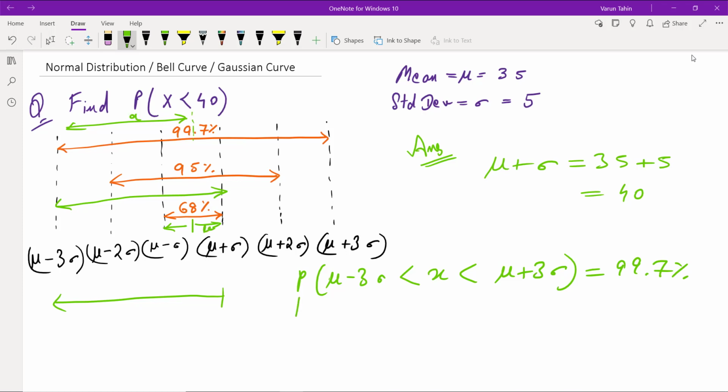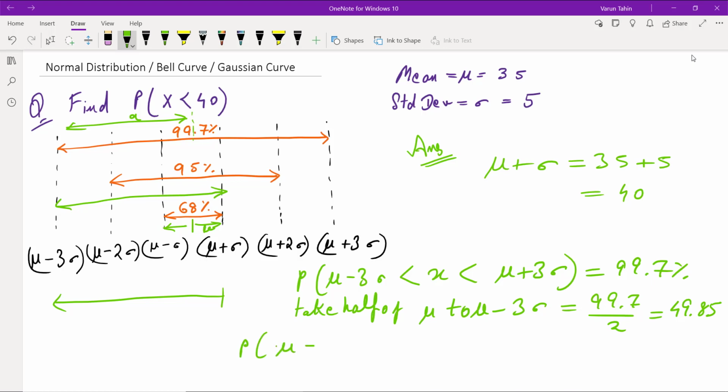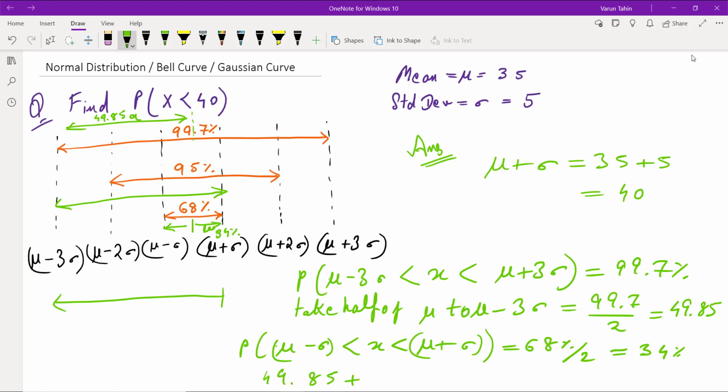So as planned, we will take half of mu to mu minus 3 sigma, which will be 99.7 divided by 2, which is 49.85. Then we'll take the probability of mu minus sigma to mu plus sigma, which is again 68% as we have seen, and then take its half, which is 34%. So here A becomes 49.85 and B becomes 34%, and to get this area, we will add both of these. So 49.85 plus 34 is 83.85, which is approximately 84%, or in probability terms 0.84, because this is out of 1.